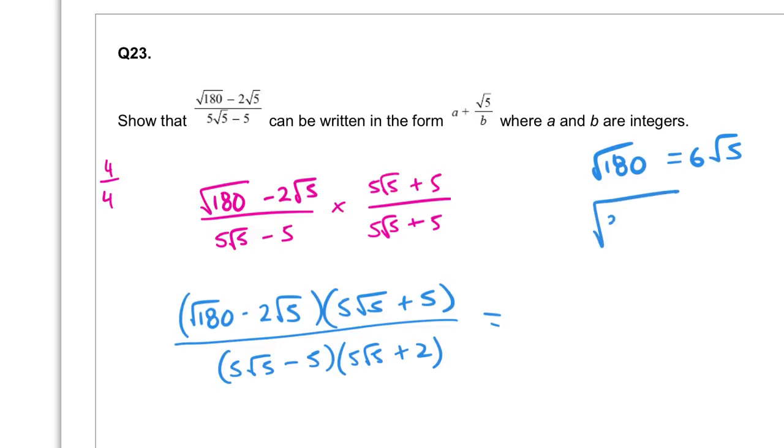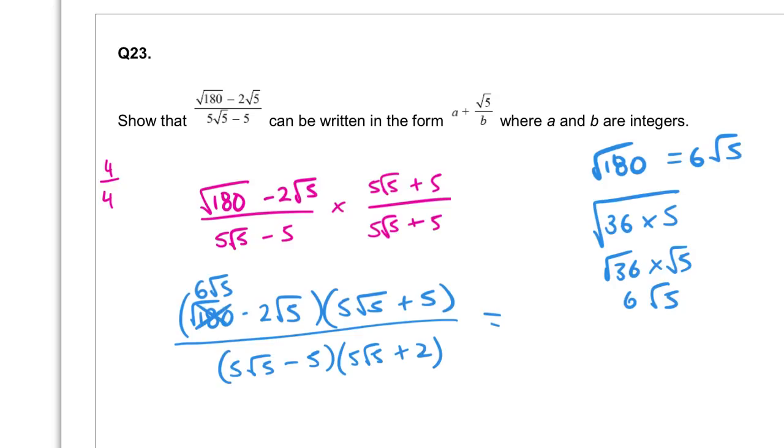How do we get that, though? And that is because root 180 is root 36 times 5. Remember, you have to have an understanding of surds, not just use your calculator. And root 36 times root 5 is the same as 6 root 5. So actually here, I'm going to have 6 root 5.